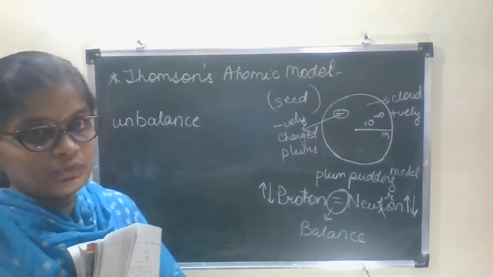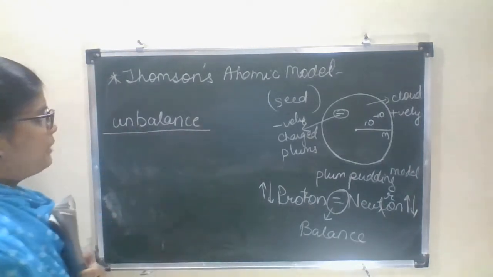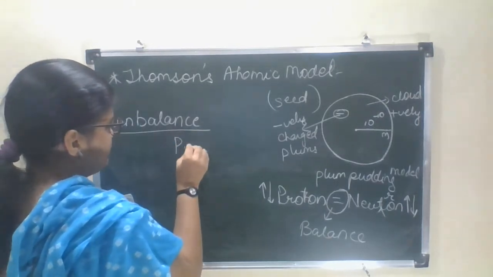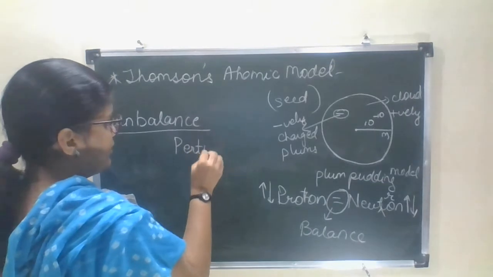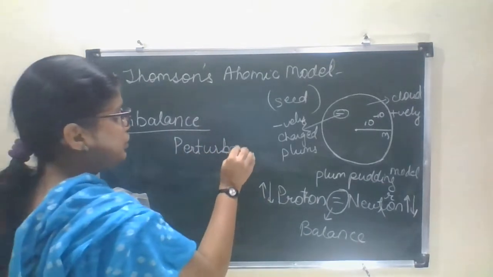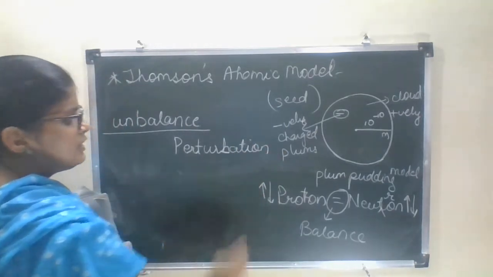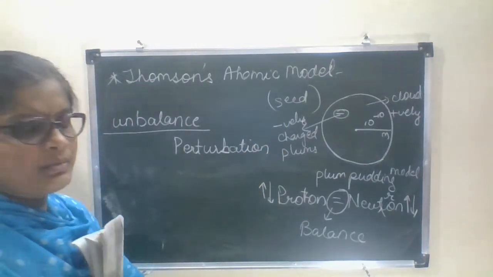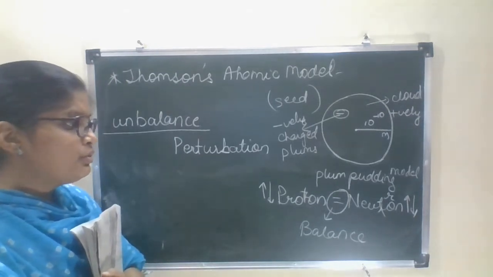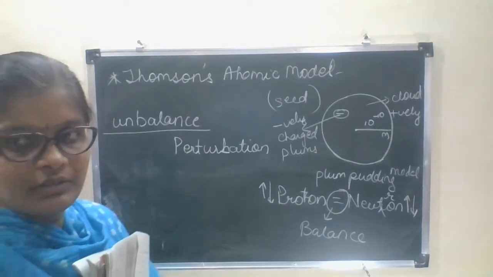But here we are going to study that this unbalance, you may also use the word perturb. Further, you are going to learn the perturbation theory also. Perturbation is nothing but the disturbance, disturbance caused in an atom due to the imbalance between the number of protons and neutrons.